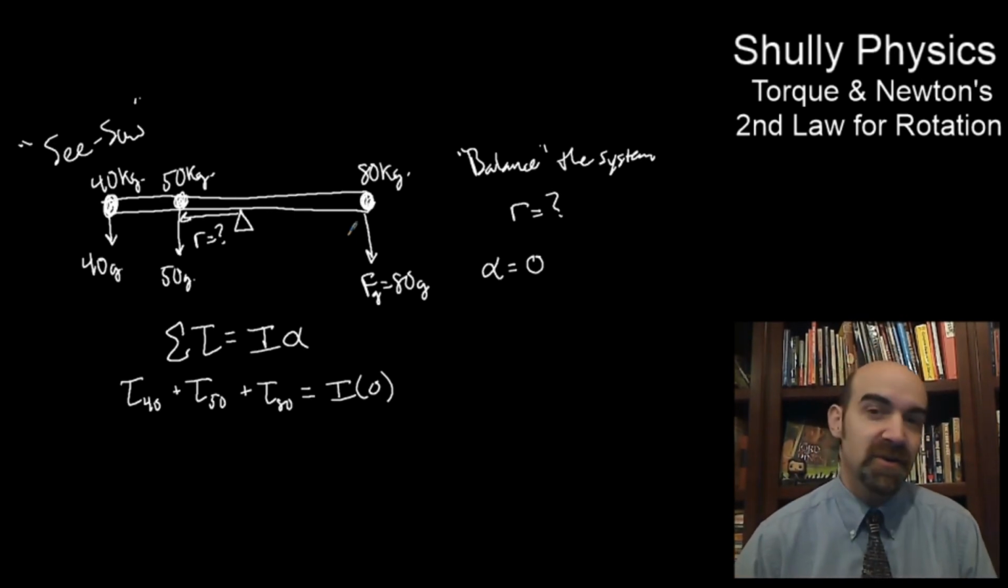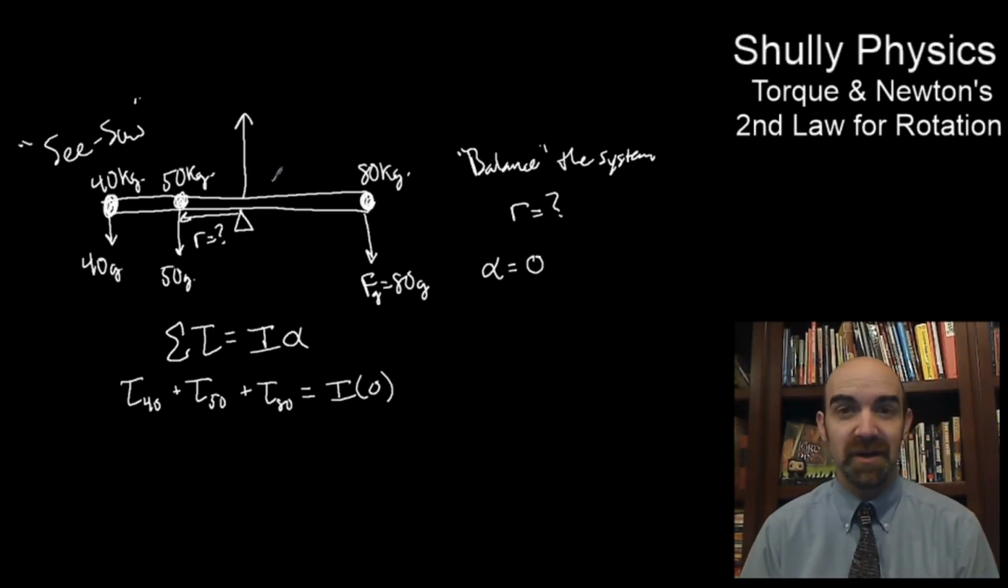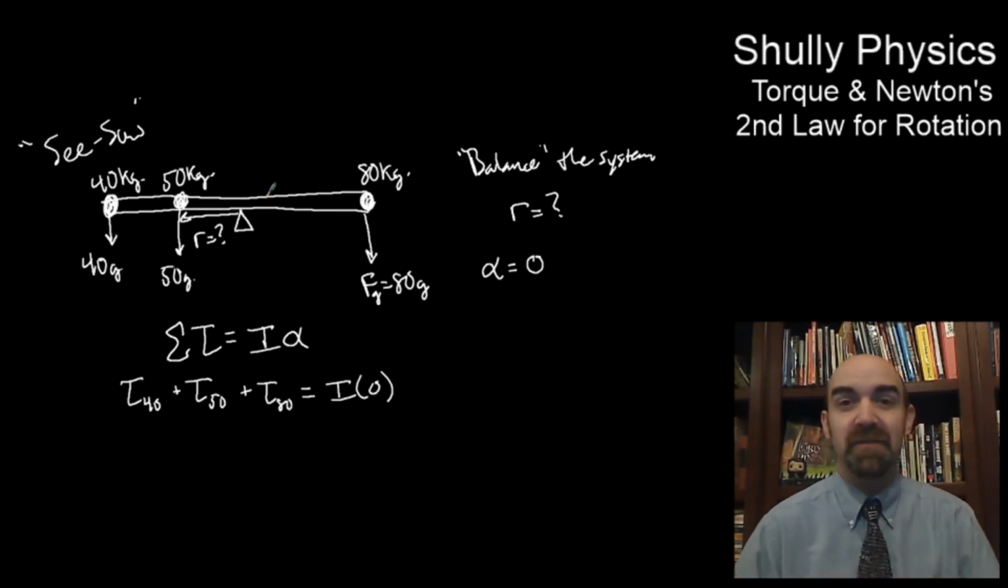Translationally, yes, they are. And translationally, there would be a force from this fulcrum pushing upward. But that's not what we're focused on in this scenario. We're looking at forces that cause rotation. So what direction does this adult's weight try to rotate the system? The adult's weight is trying to rotate the system clockwise.